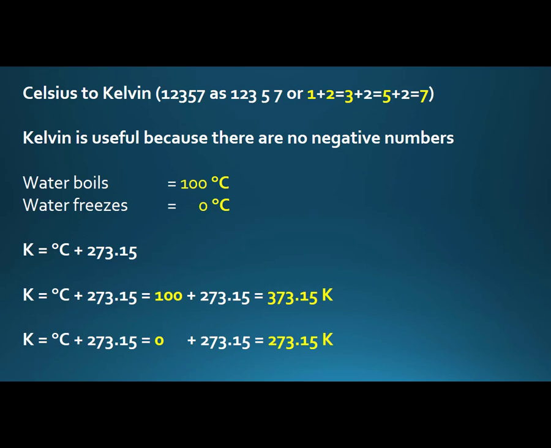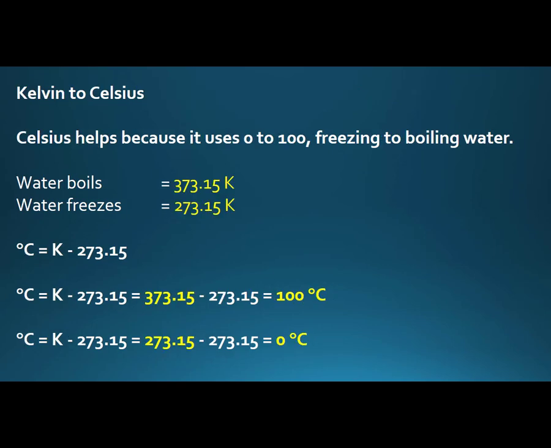Okay. But what if we want to go backwards? What if someone asks us a question, and we want to go back to Celsius degrees from Kelvin? Sometimes you can use Celsius because it does use that 0 to 100. The numbers are a lot smaller and sometimes easier. It's something that people recognize. Most people don't use Kelvin degrees. So we can talk about boiling water, freezing water. In this case, Celsius degrees equals Kelvin minus 273.15.